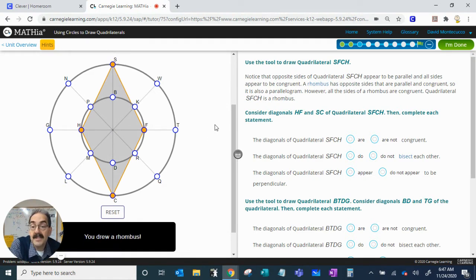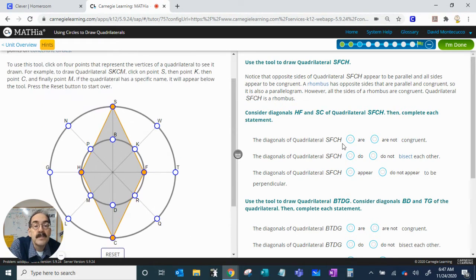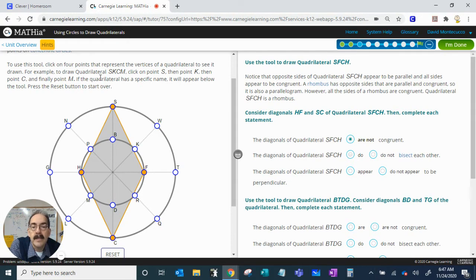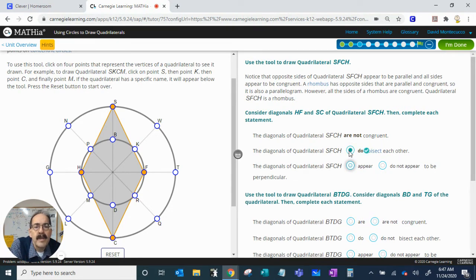So there's a classic diamond. You drew a rhombus. All right. So the diagonals are not congruent. Nope, they're not. Okay, the diagonals, connecting them together. And the diagonals do bisect. Yes, this is equal to this. This is equal to this. And they appear to be perpendicular. Absolutely. They appear to form a 90 degree, like a kite, right?